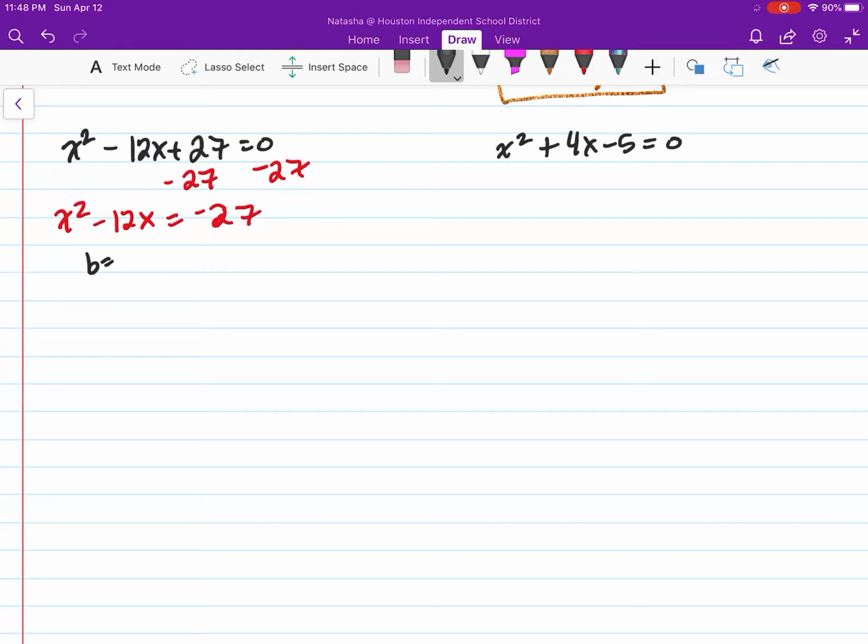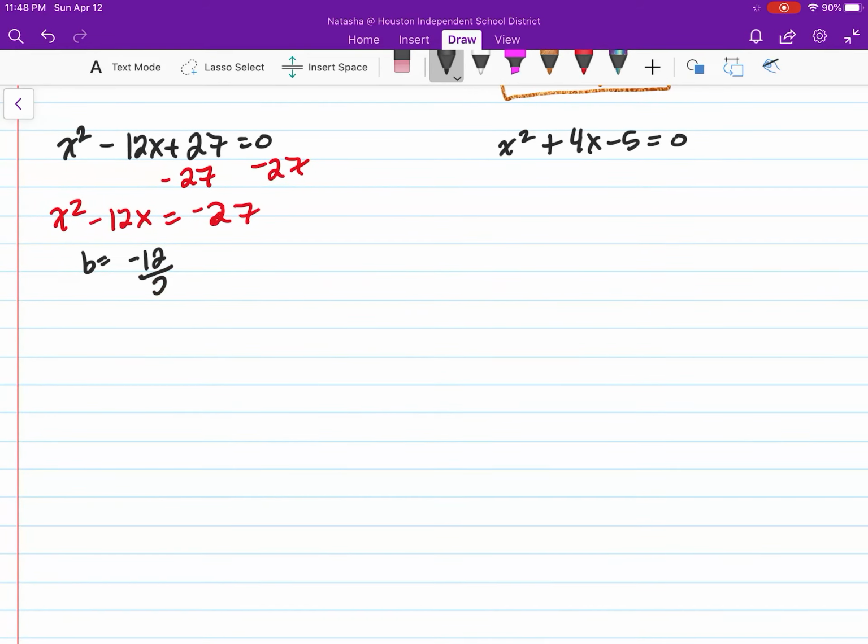So I'm going to write down what my b term is. My b term is negative 12, but in terms of talking about it, because you're going to end up squaring it, I'm just going to talk about 12. Think about it: if I say my b is negative 12, and I divide that by 2 and then square it, it's going to give me a positive number because of that squaring factor. 12 divided by 2 is 6, and 6 squared is 36, or negative 6 times negative 6 is positive 36.